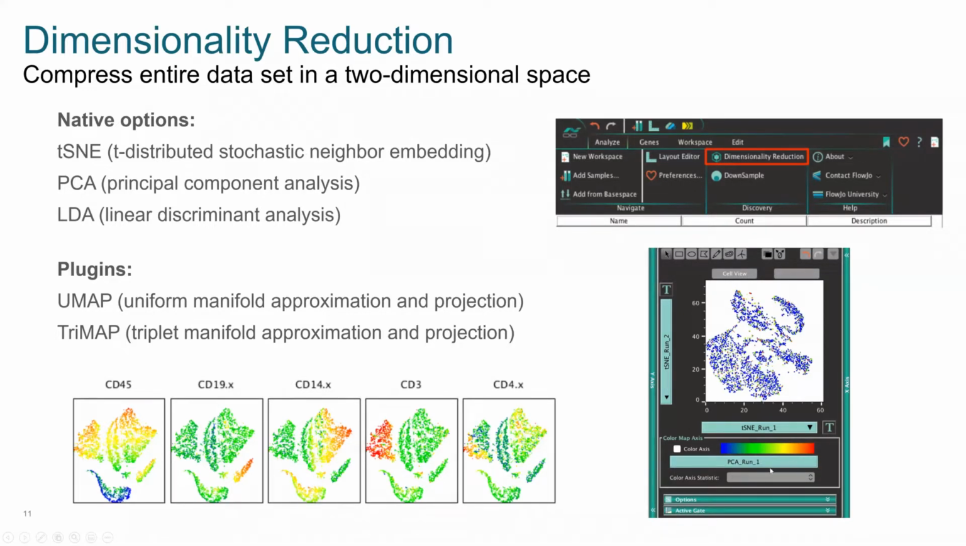Okay? And ultimately, the end product will look something like this, where you have your low dimensional embedding of your high dimensional data on your bivariate plot.